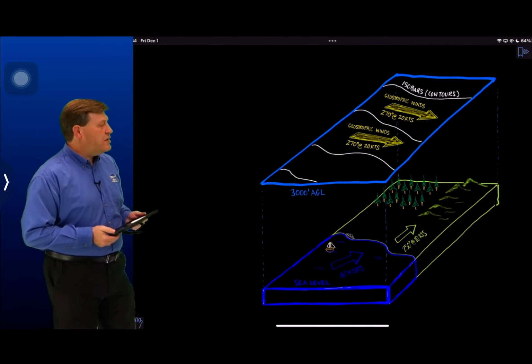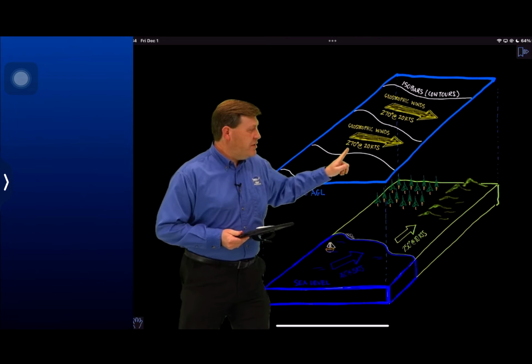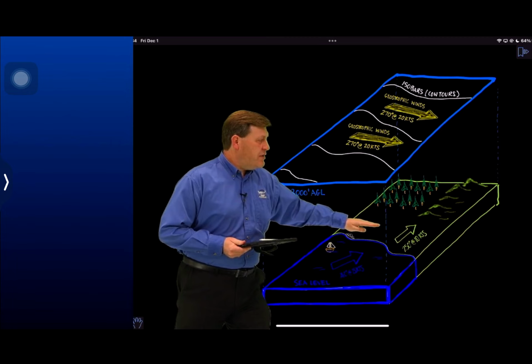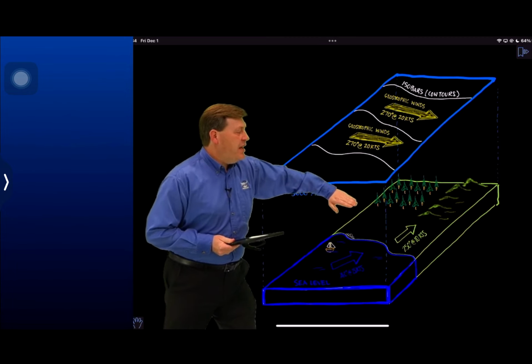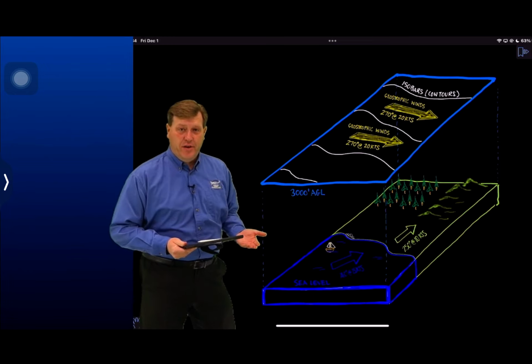So, next slide shows that. You can see here, I've got the geostrophic winds, 270 at 20. Remember, as these winds move closer and closer to the surface, what's going to happen is they're going to spin counterclockwise. They're going to back.